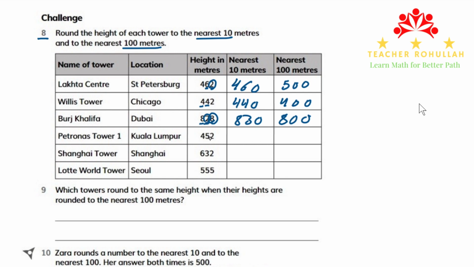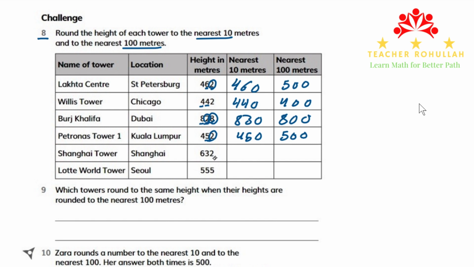The height of Petronas Tower 1 is 452. So to round to the nearest 10, we underline 5 and circle 2. 2 is 4 or less, so the number rounds to 450 to the nearest 10 and to 500 to the nearest hundreds because the digit in the tens place is 5 or more.